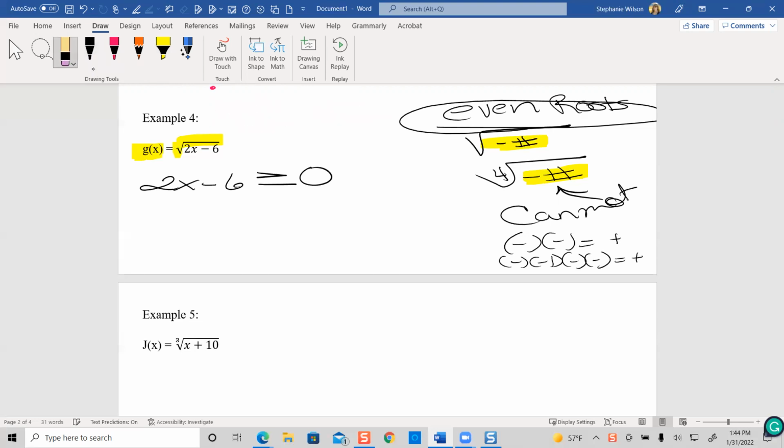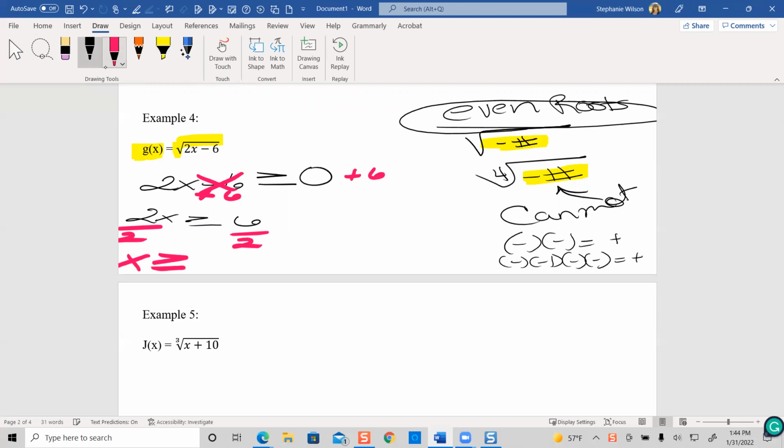So what we need to do is figure out where this even root is restricted. So I'm going to start solving for x. Since 6 is negative, I'm going to add it to both sides because I want it to go away right here. Now I have 2x is greater than or equal to 6. So I need a +1 coefficient on x, and I have a +2, so that means I'm going to divide by 2. So now that gives me x is greater than or equal to 6 divided by 2, which is 3.